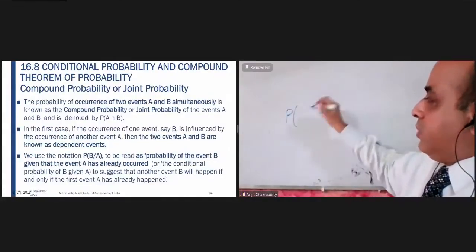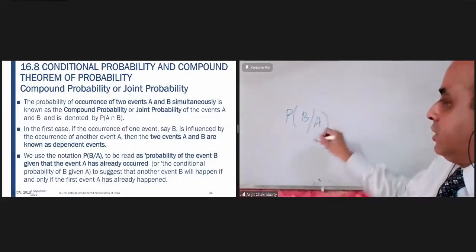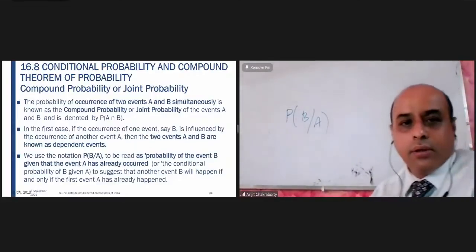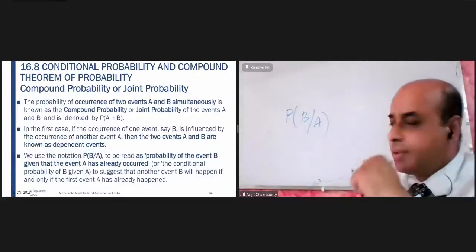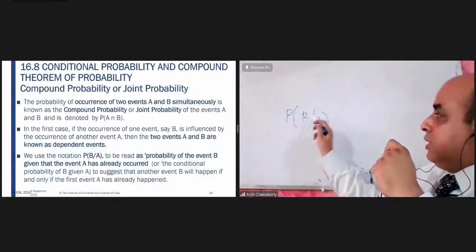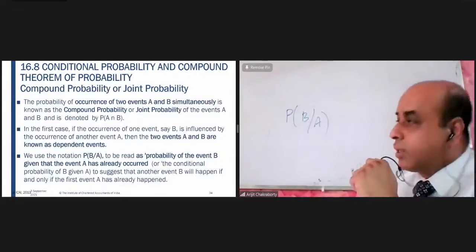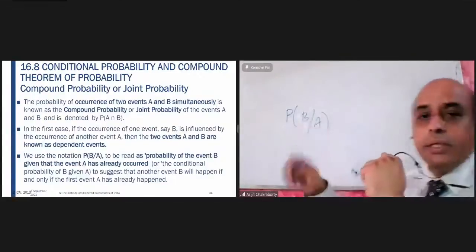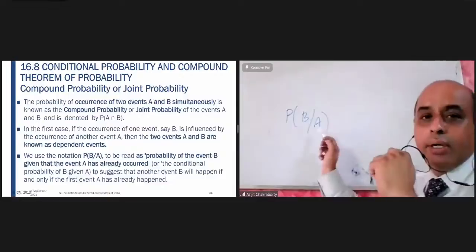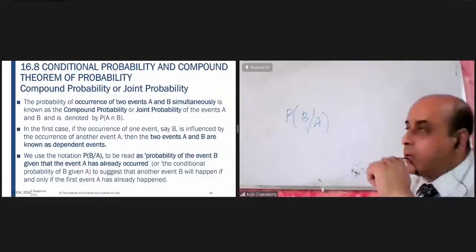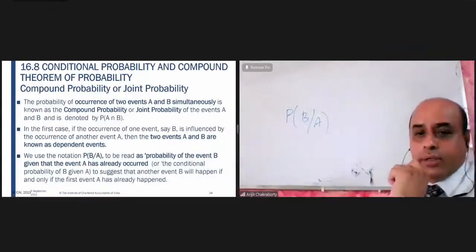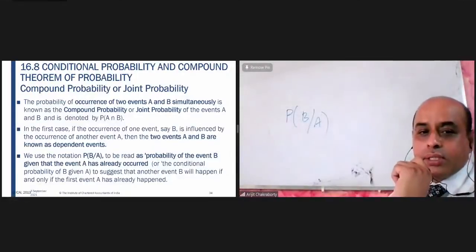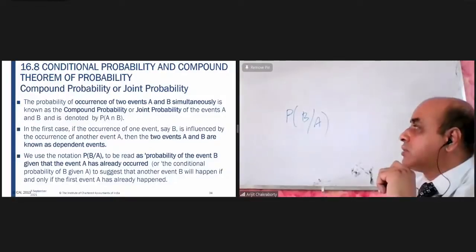Now, here we have to look at one particular way of writing. I'm just writing P(B/A). This is a new way of writing this joint probability concept. Probability of B by A means what is the probability of B given that event A has already occurred. So what is the probability of the event B given that event A has already occurred? So this notation is P(B/A).